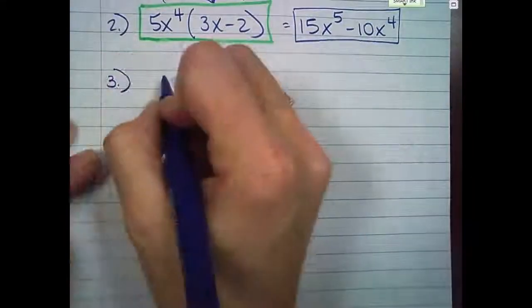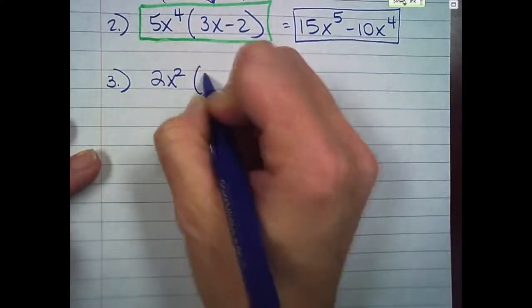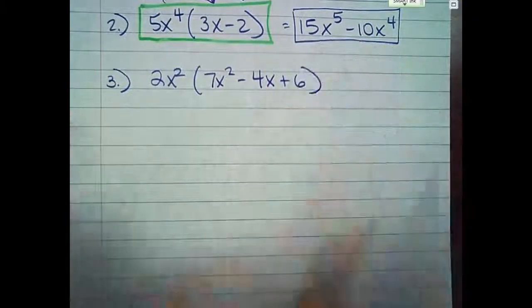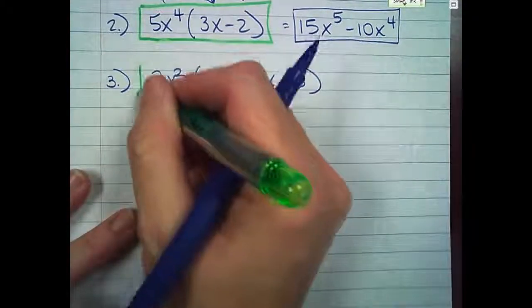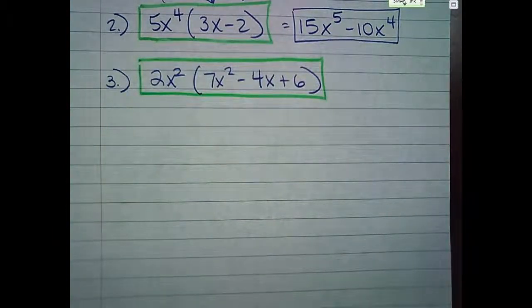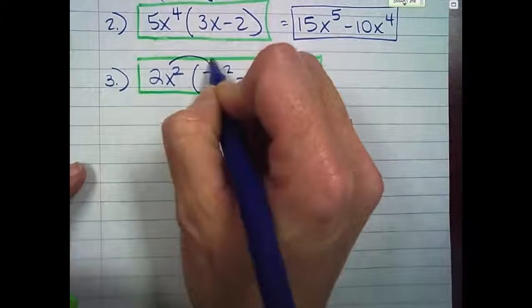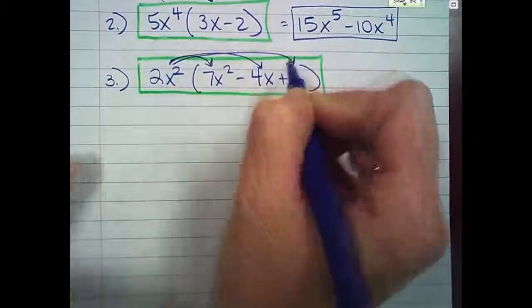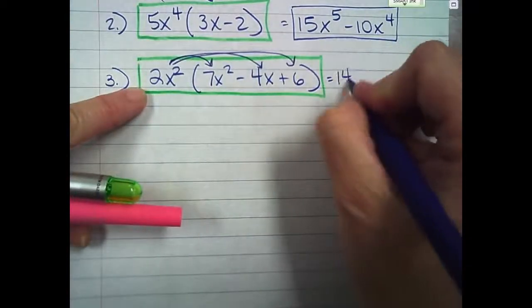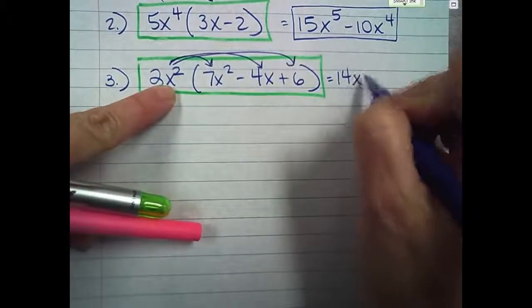Number 3, 2x squared times 7x squared minus 4x plus 6. This is a monomial times a trinomial. Again, you take the 2 and you use it with all 3 terms. 2 and 7 are going to give us 14. X squared and x squared make x to the 4th.